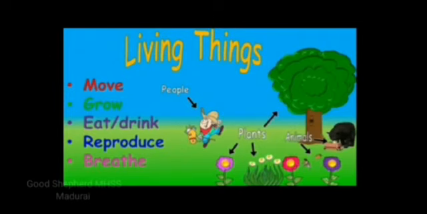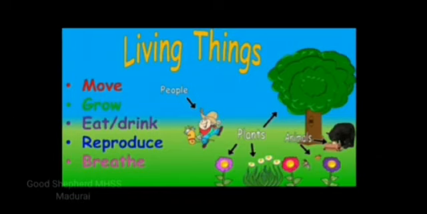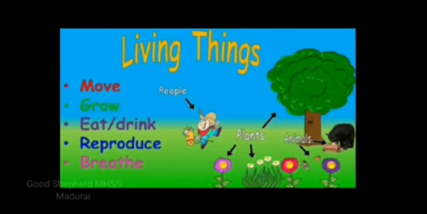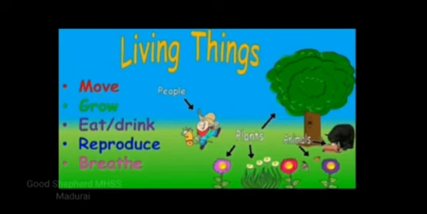Living things. See the picture. There is a boy, plants and animals. They are living things. How can we say they are living things? Because living things have some characteristics. Let's see that. First one is movement. Living things can move from one place to another place.